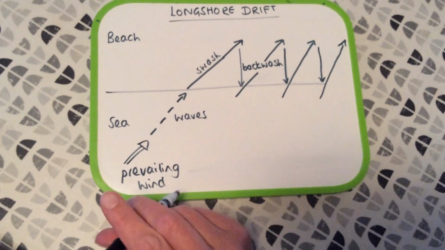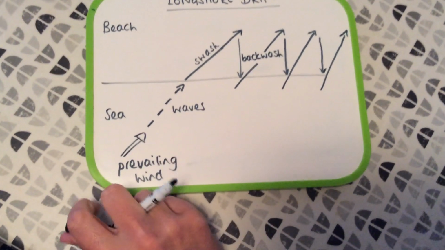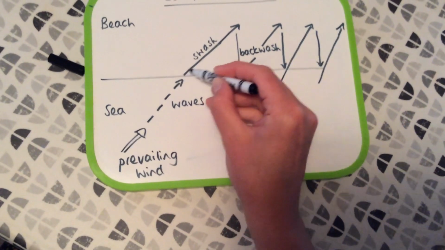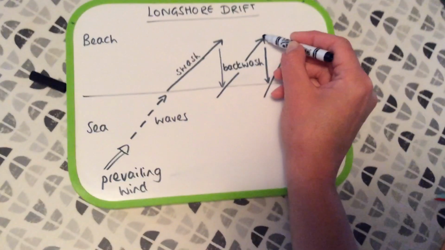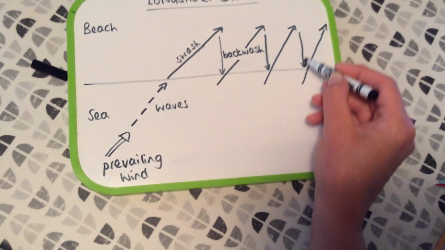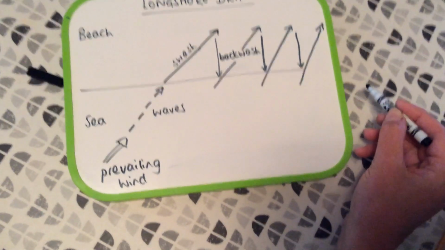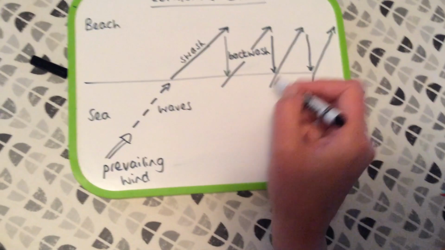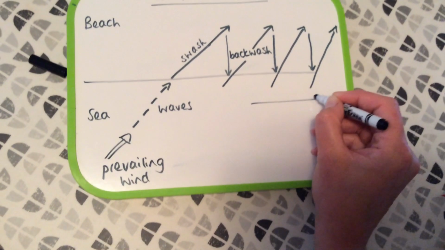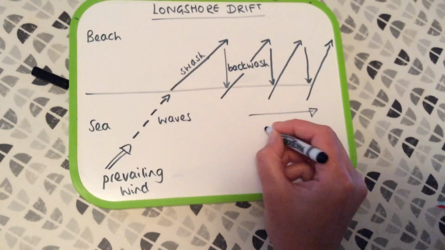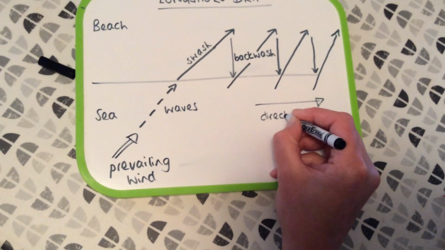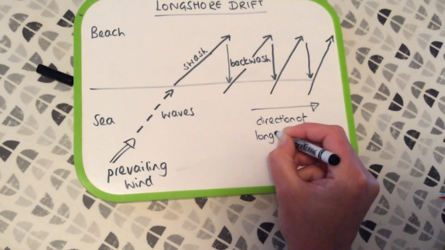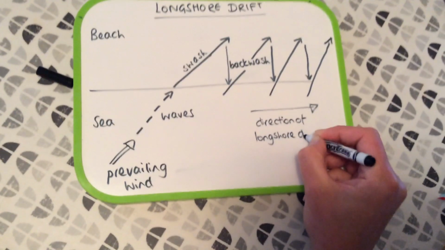And if you're a little pebble that's light enough to float in the seawater, you can get carried on these waves, in and out, in and out, in and out. Okay, and ultimately you're going to be carried along the beach in this direction. So this is what's called longshore drift. And this is the direction of longshore drift.